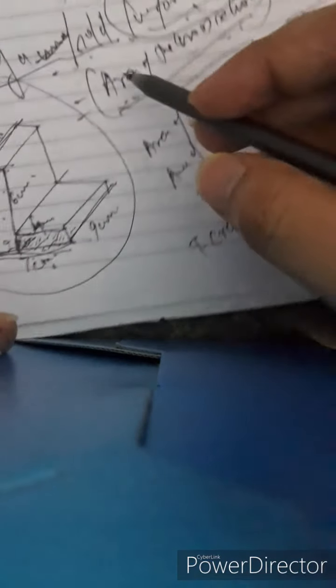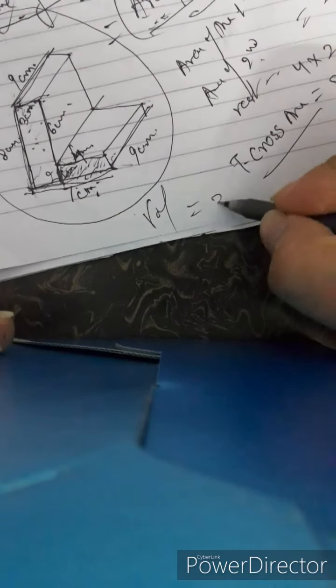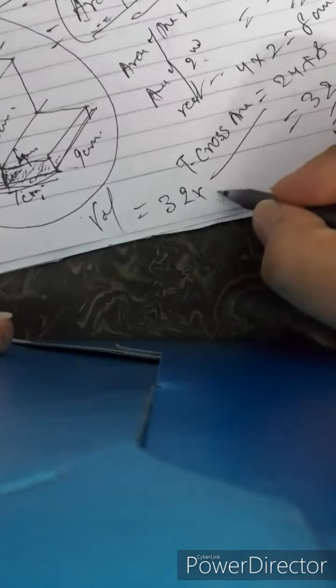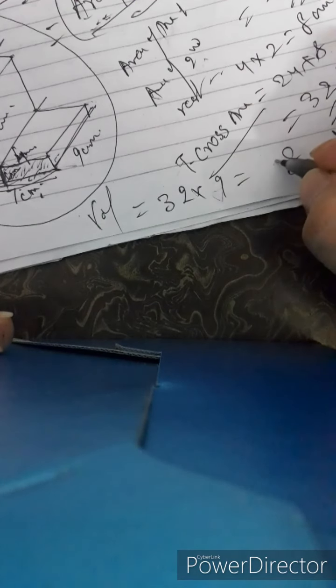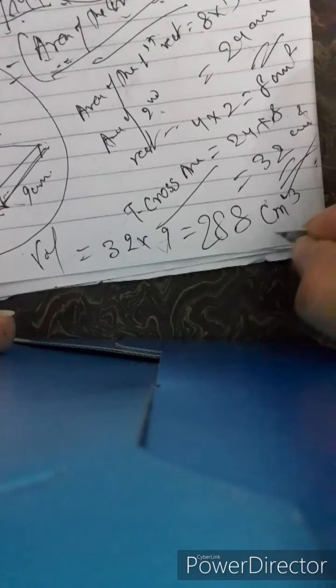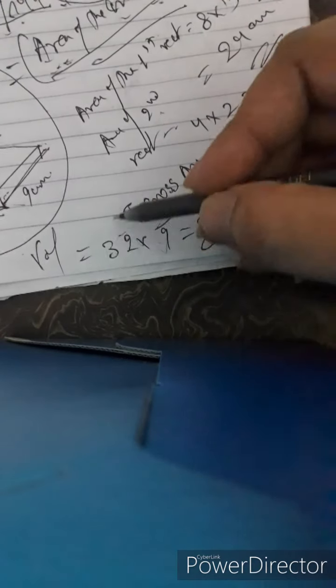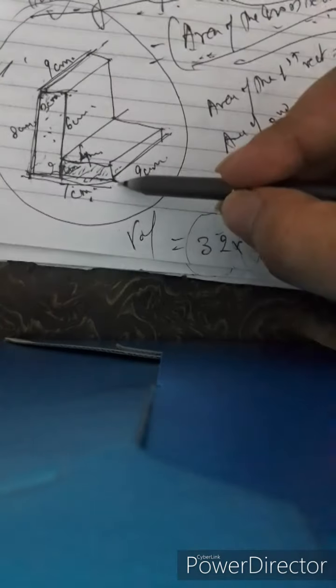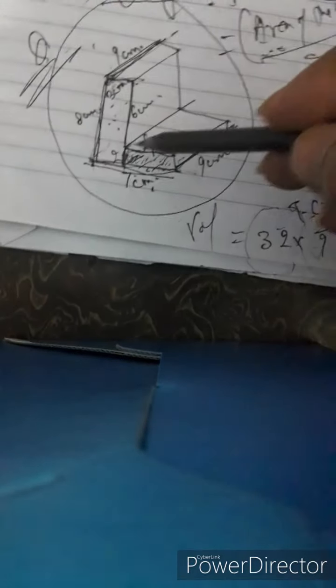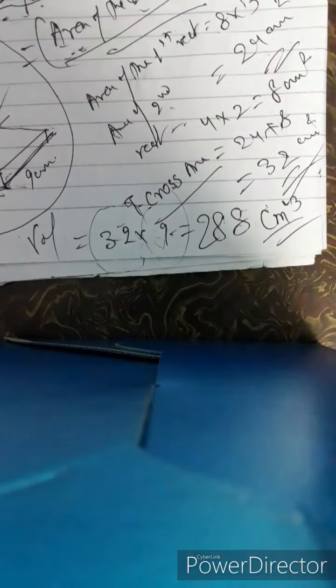Now we know the volume of a solid of uniform cross section is area of cross section into length. The total area of cross section becomes 32. So the volume equals 32 into length 9. So the volume becomes 288 centimeters cube. This is the answer. We just put it in the formula, area of cross section into length. Length is 9 for this particular solid. So 32 into 9, 288 centimeter cube.